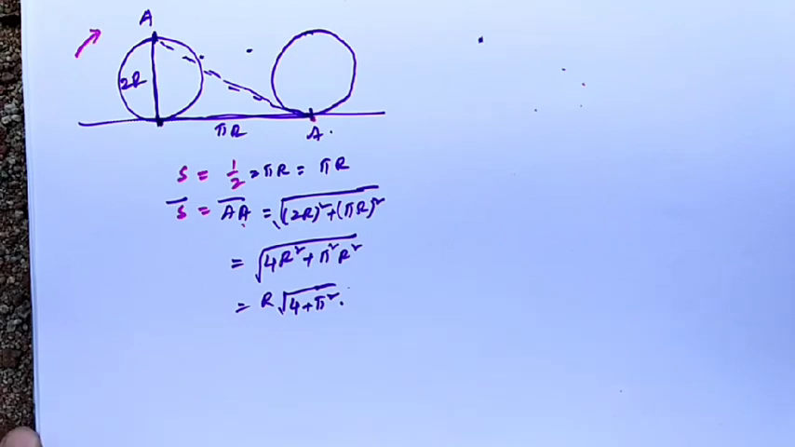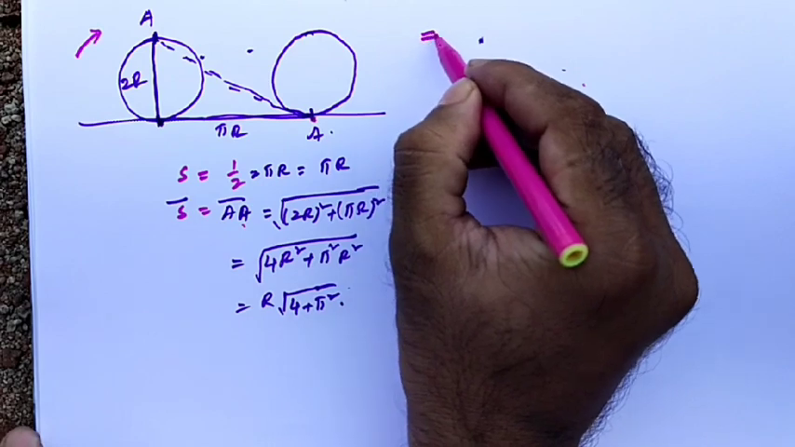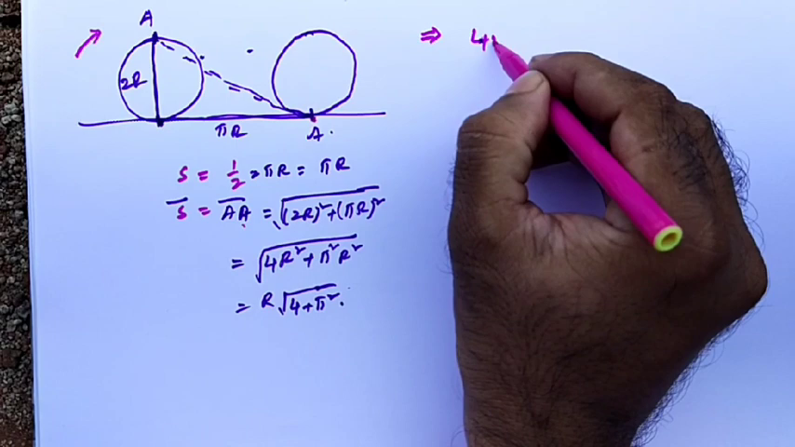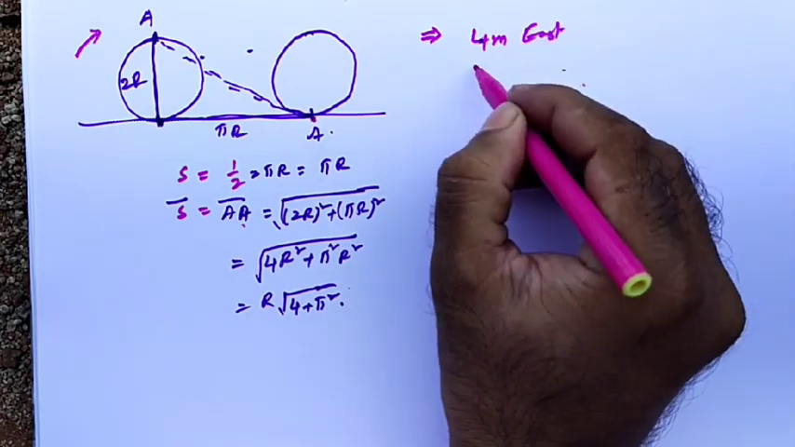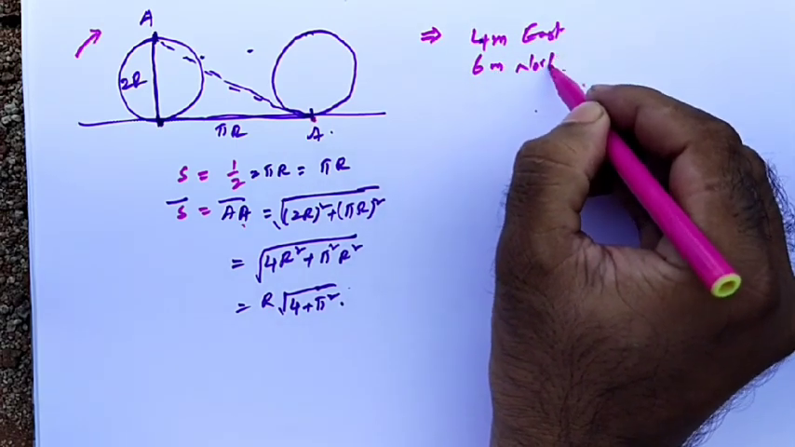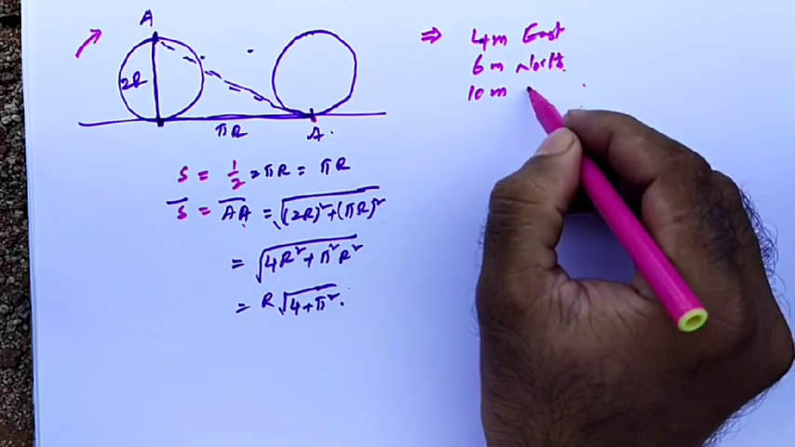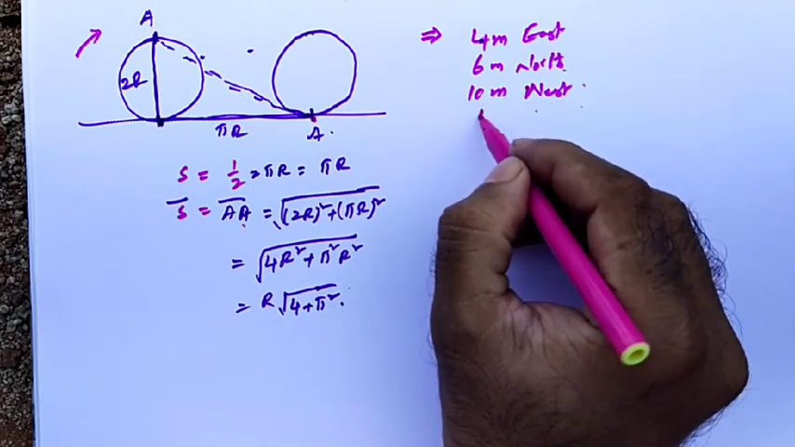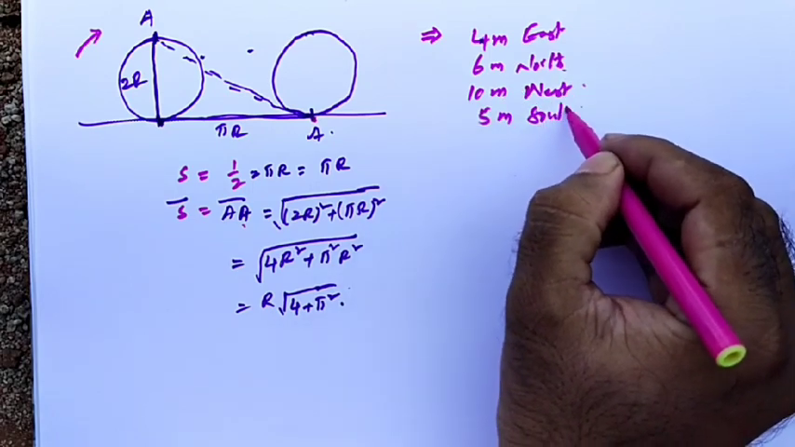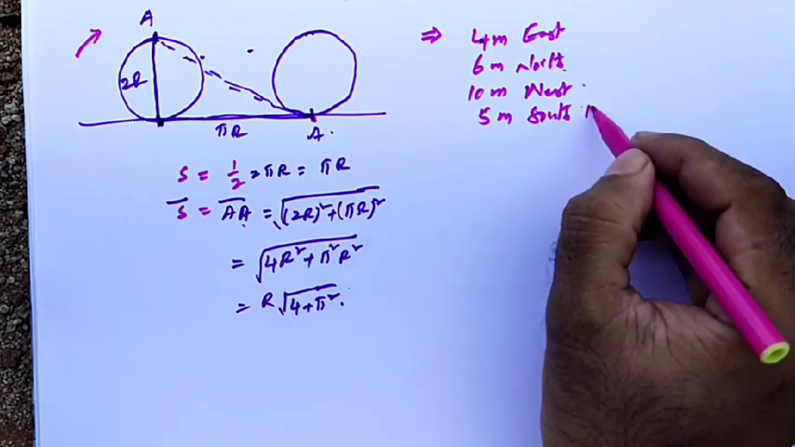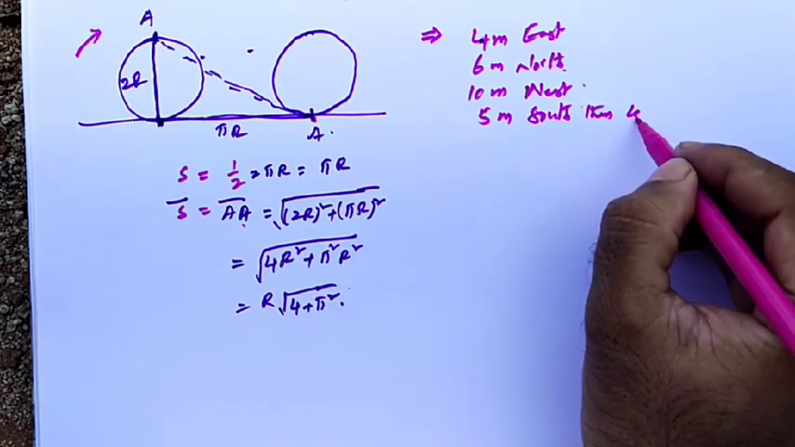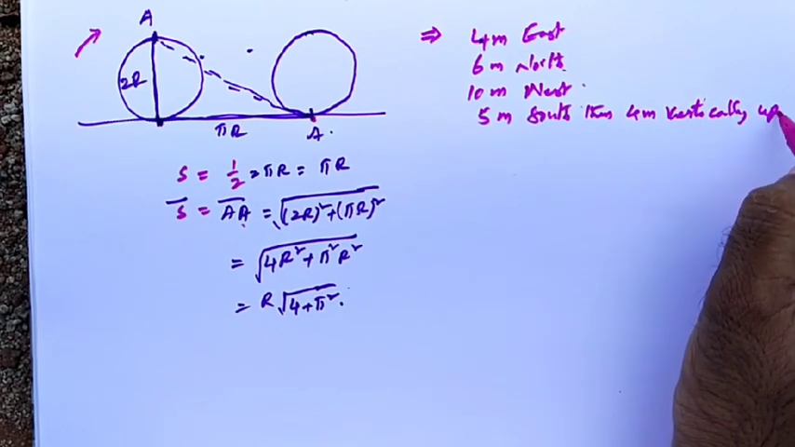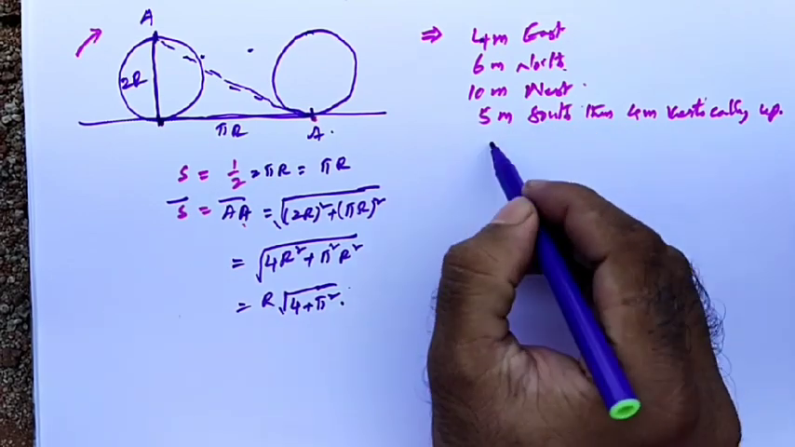Now let us see some more examples, some more higher level examples. A man moves 4 meters east and 6 meters north and 10 meters west and 5 meters south, and then 4 meters vertically up. Then calculate the distance and displacement.